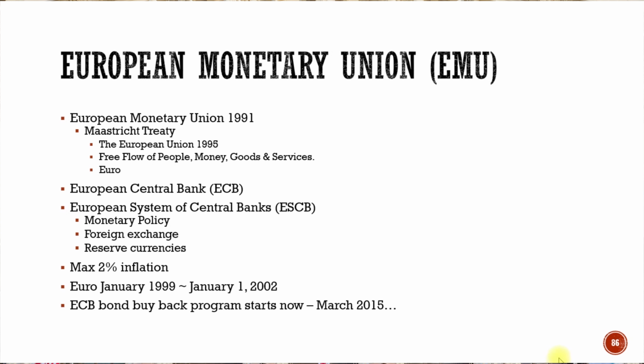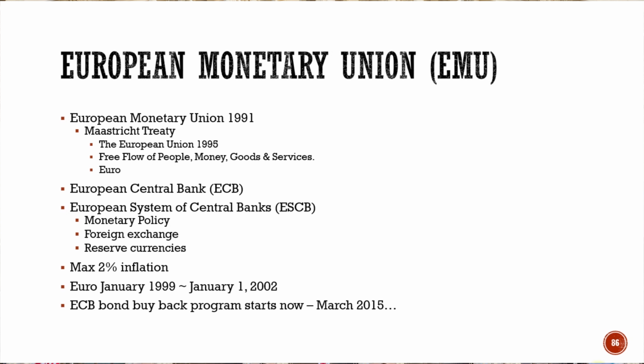Now, the European community, later the European Union, were looking at a European common currency as early as Bretton Woods, but they didn't have the backing and political will to make it happen at that time. So a big part of creating the monetary union was in 1991 when the Maastricht Treaty was signed on, and it resulted in the creation of the European Union in 1995. And the key was the free flow of people, money, goods, and services. And, of course, the euro.